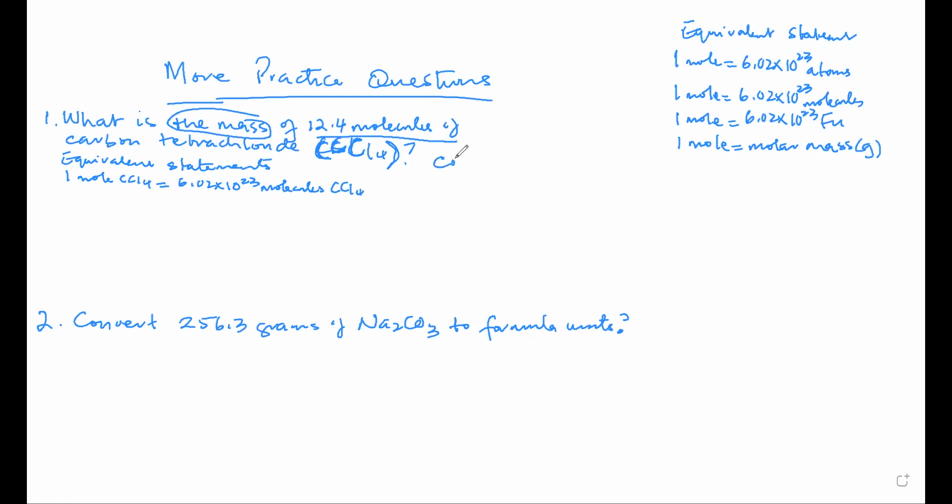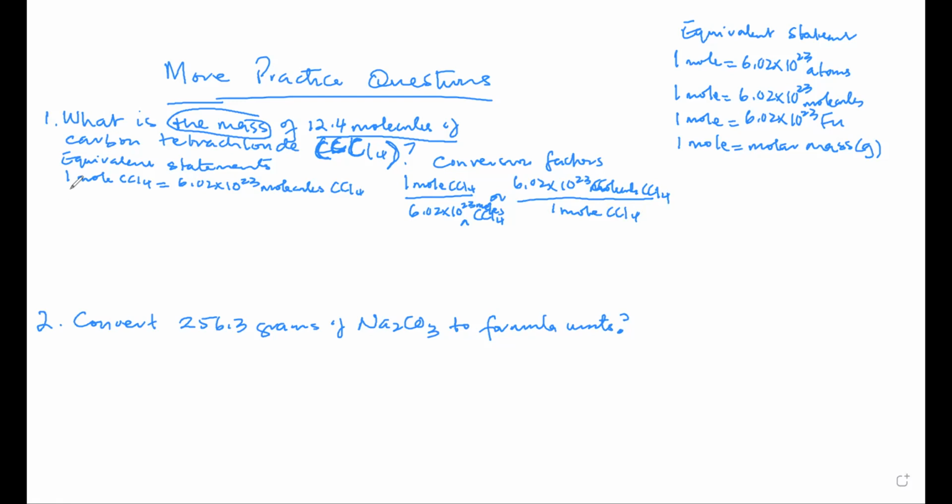And then the conversion factors will be 1 mole of carbon tetrachloride over 6.02 times 10 to 23 molecules of carbon tetrachloride, or 6.02 times 10 to 23 molecules of carbon tetrachloride over 1 mole of carbon tetrachloride.